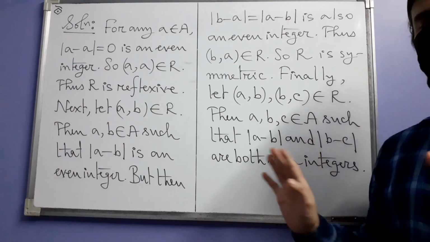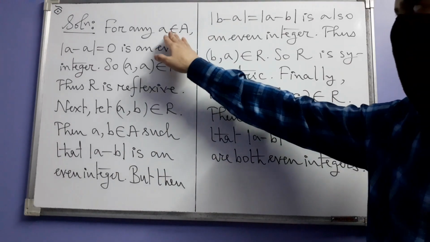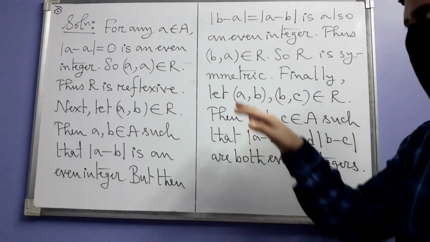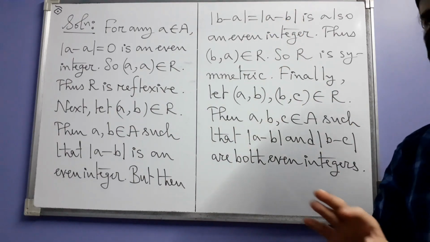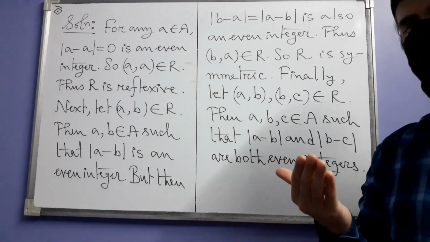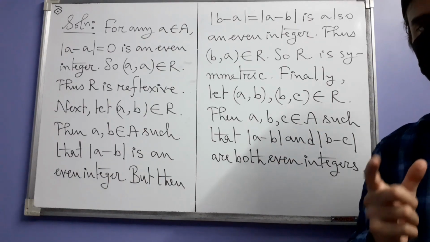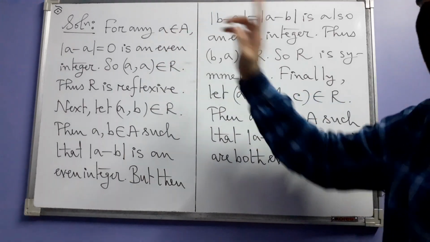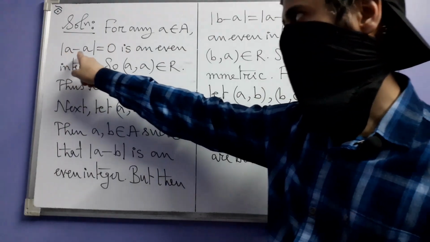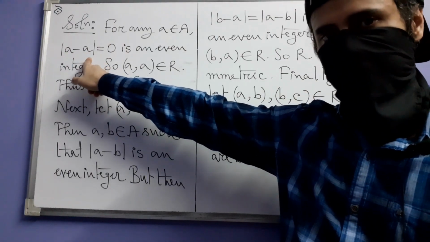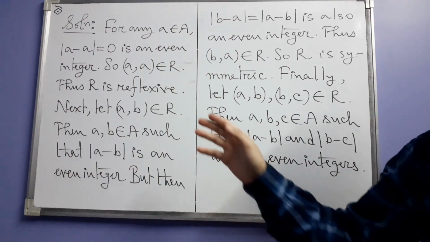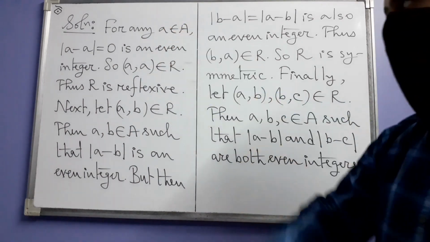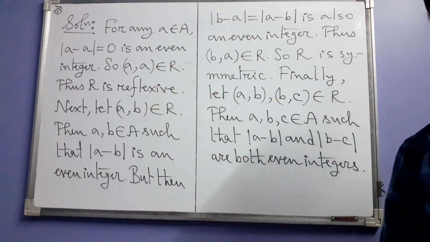Okay, so the solution starts usually by considering any element of A. So you may see that for the first part of the solution, we don't really have to bother about what the elements of A are, although we know that they are the first 5 positive integers. So we take any element A in A. Now if you calculate this difference, it is 0 and 0 is an even integer. So by the definition of our relation, A comma A will belong to R, regardless of what A actually is. And that makes our relation reflexive.